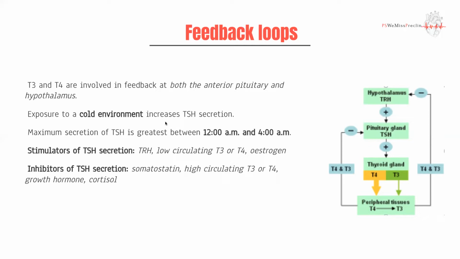And the maximum secretion of TSH is between midnight and 4 a.m. Factors that stimulate TSH include TRH, low levels of circulating hormones, as well as estrogen, and inhibitors include things like somatostatin, growth hormone, cortisol, and so on.